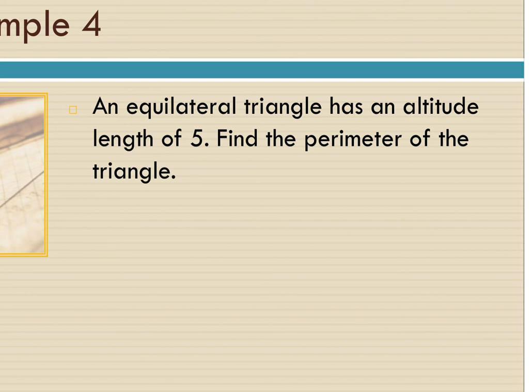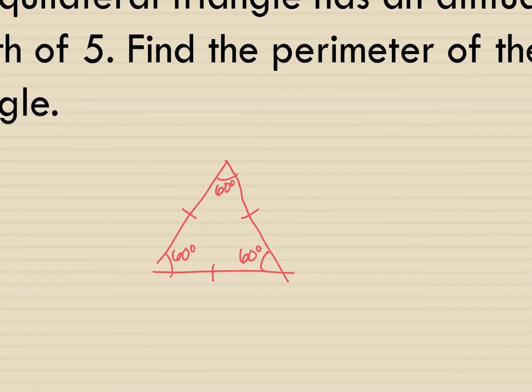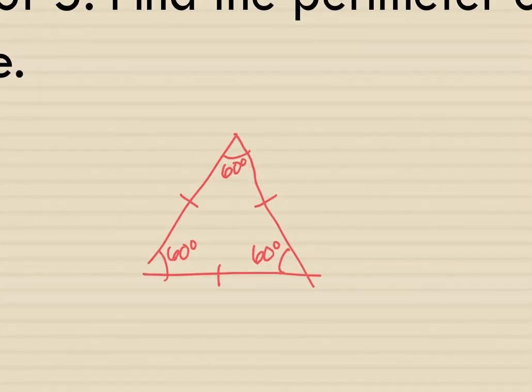What does equilateral mean? Emma? And what else? They're all 60-degree angles, and what else? Christina? Excellent. All the sides are the same length. So all these angles are equal, all these sides are the same length. It says the altitude is length 5. What's the altitude, peeps? What is the altitude of a triangle? The height. It's the height.